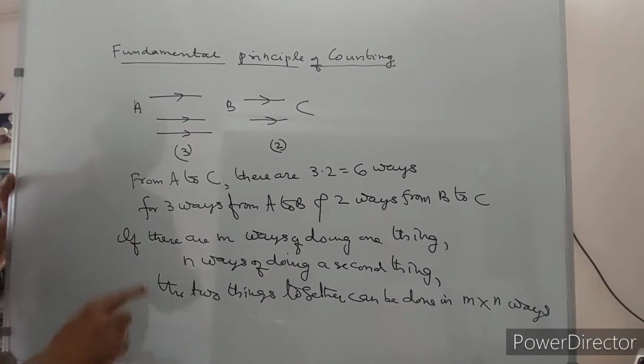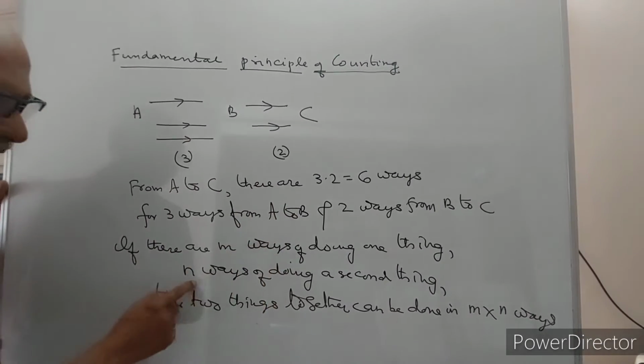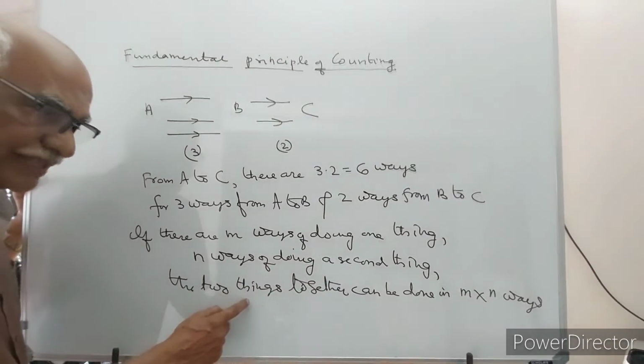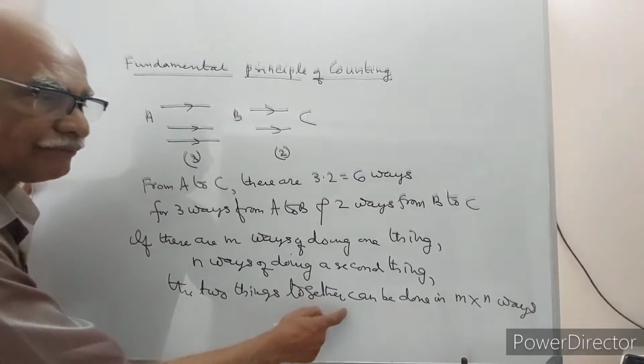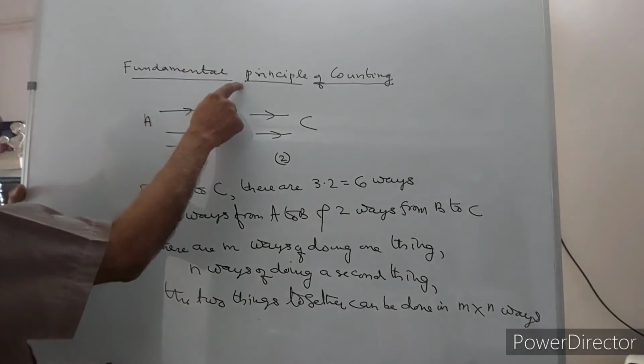6 ways. Now, if there are m ways of doing one thing and n ways of doing a second thing, the 2 things together can be done in m into n ways. This is called the fundamental principle of counting.